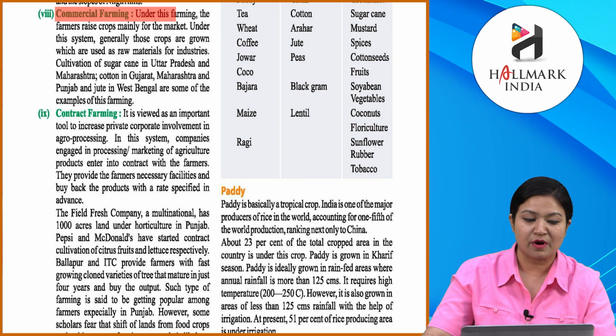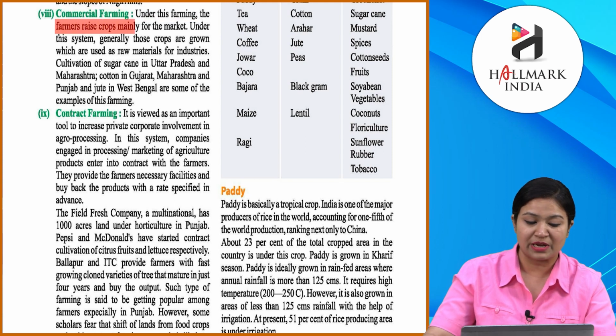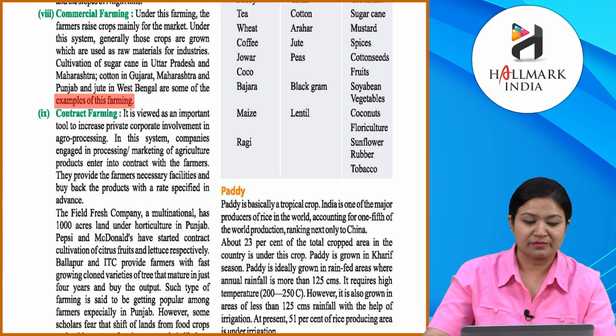Commercial farming. Under this farming, the farmers raise crop mainly for the market. Under this system, generally those crops are grown which are used as raw materials for the industry. Cultivation of sugar cane in Uttar Pradesh and Maharashtra, cotton in Gujarat, Maharashtra and Punjab and jute in West Bengal are some of the example of this farming.